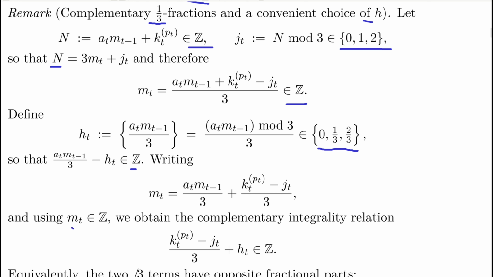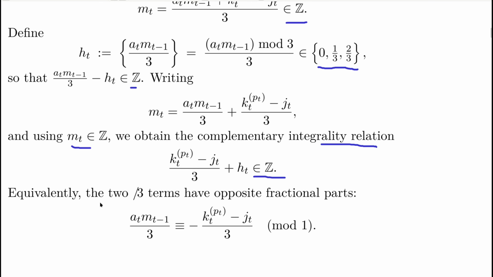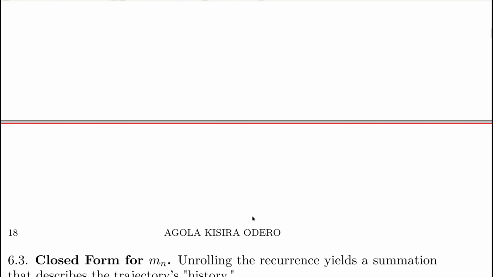So writing mt equals at mt minus 1 over 3 plus kt pt minus jt over 3, and using mt, an integer, we obtain the complementary integrality relation: kt pt minus jt over 3 plus ht is an integer. Equivalently, the two one-third terms have opposite fractional parts. So at mt minus 1 over 3 is congruent to negative kt pt minus jt over 3 mod 1. Okay.